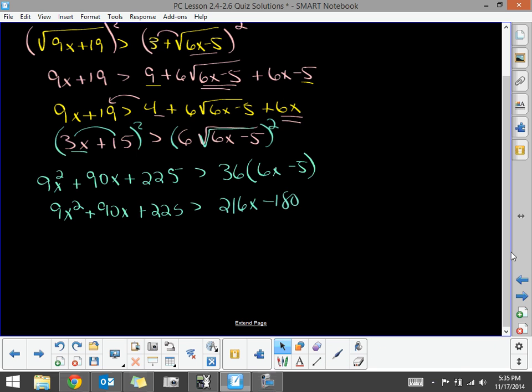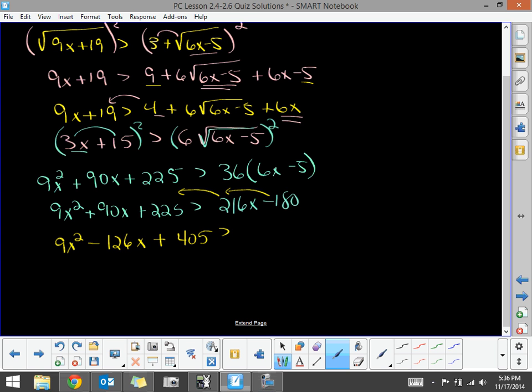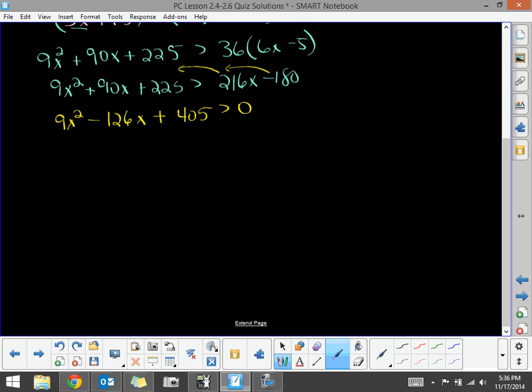And what we're down to now is a quadratic inequality. So we're going to get everything on one side. 9x squared. We're going to move the 216x to the left, so it's going to be a negative 126x. And I'm going to add the 180. So if I add the 180 over there, we get positive 405. That has to be greater than 0. Now I'm not liking my chances in finding the factors of this, so I'm going to go straight to the quadratic formula.